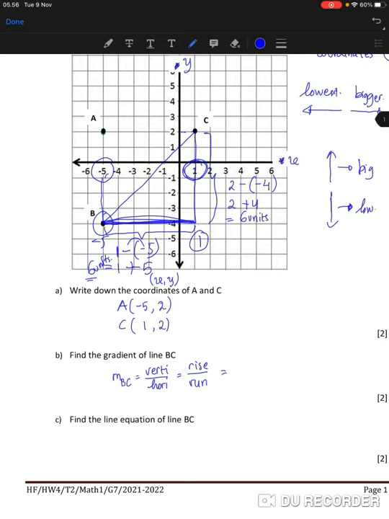Now put it here. MBC, the gradient of BC, vertical over horizontal. Your vertical is 6 units over the horizontal also 6 units. Now you need to identify your BC there. Is your line increasing or decreasing? If it is increasing, it means you will have a positive gradient. You may put the positive sign here, or you just leave it like this, 1. There is no positive sign there.